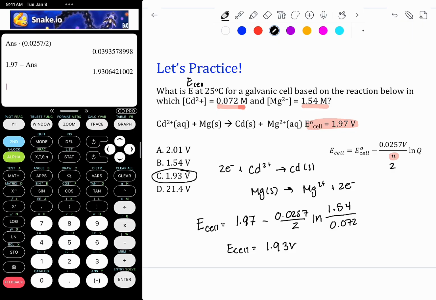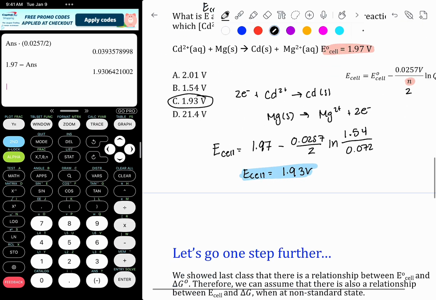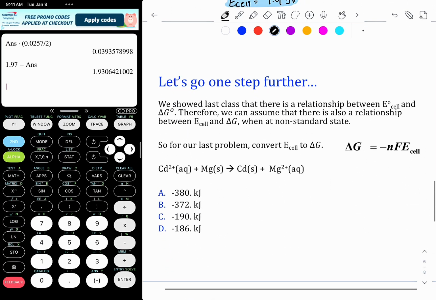So for our next problem, what I want us to do is to take this E cell at our non-standard conditions, and I want us to think one step further. So in class, we talked about our delta G for E cell naught. So if we had E cell naught, we could calculate delta G. What I want us to now think about is, now that I have E cell at non-standard conditions, could I also calculate my delta G at non-standard conditions?